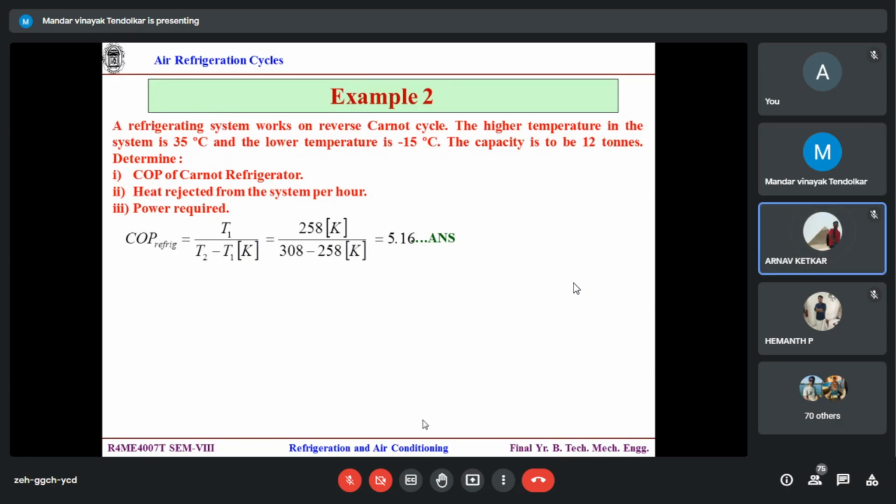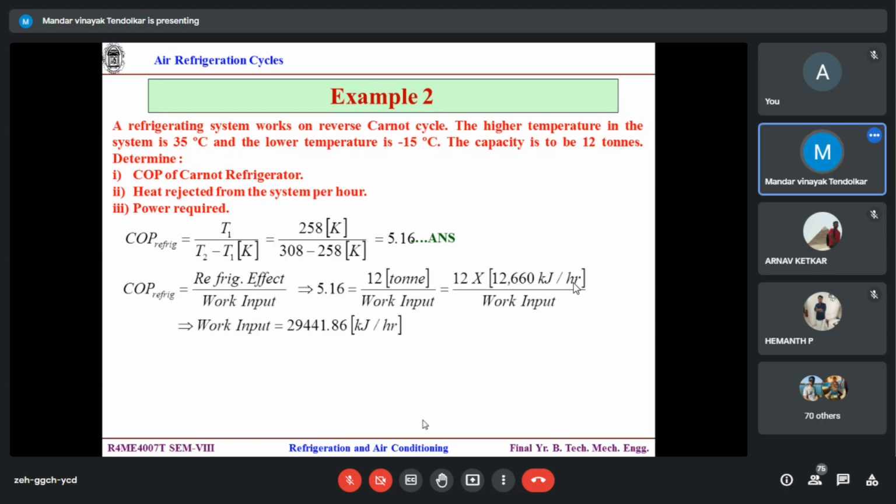Yes, sir. Okay, now use the same COP: refrigeration effect divided by work done on the compressor. Refrigeration effect is 12 tons, given. So find out the work done. This is in kJ per hour, converted into kilowatt, kJ per second, divided by 3600, you will get kilowatt. Is this calculation correct? Yes, sir. Fine. Please convert it into kilowatt.